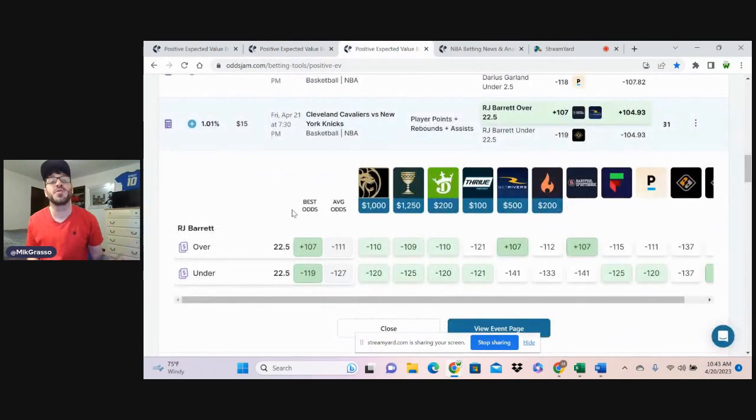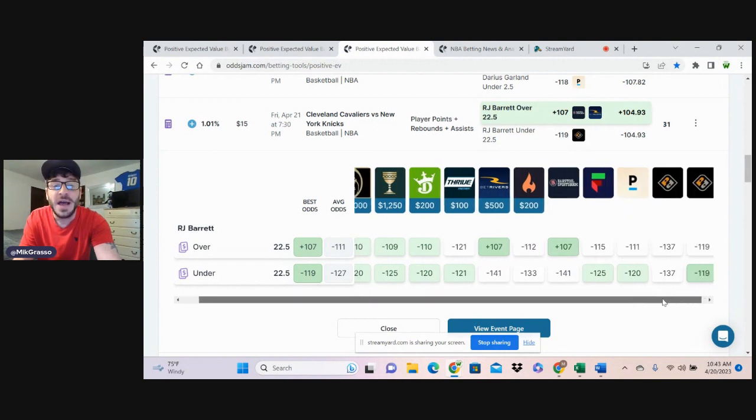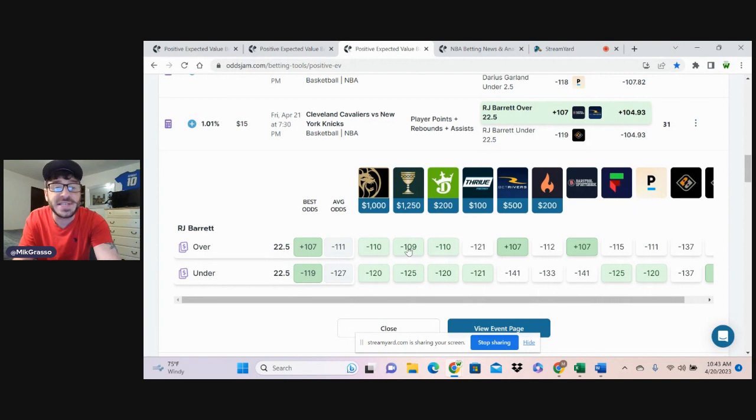All right, bet number three, RJ Barrett over 22.5 PRA plus 107 on Bet Rivers or Barstool. Average odds are minus 111 on this. We go over here and we look at the penny line. It's at minus 111. Nowhere else is offering plus odds on this play except Bet Rivers and Barstool, which is kind of like one data point because they have the same odds company.